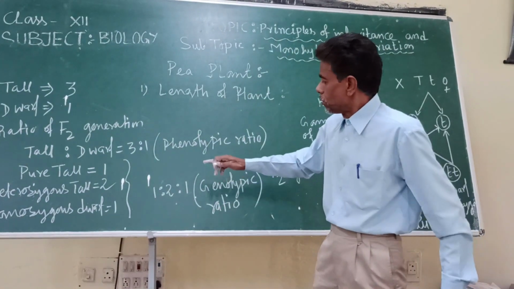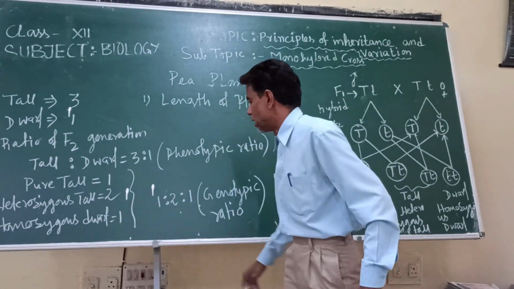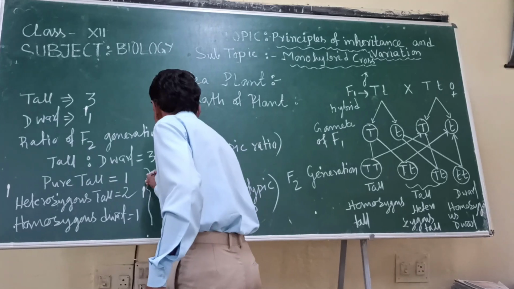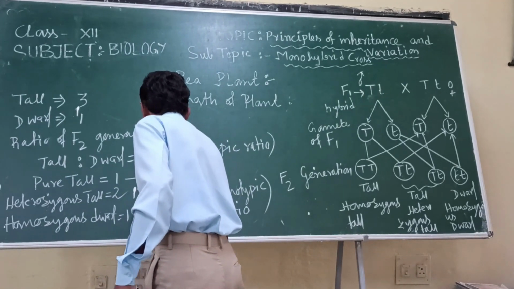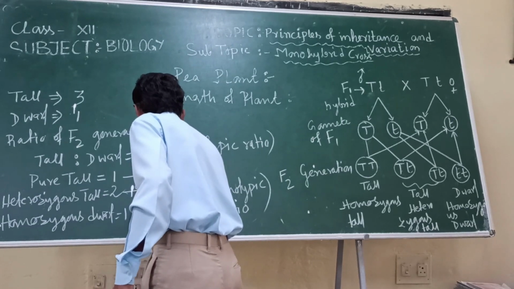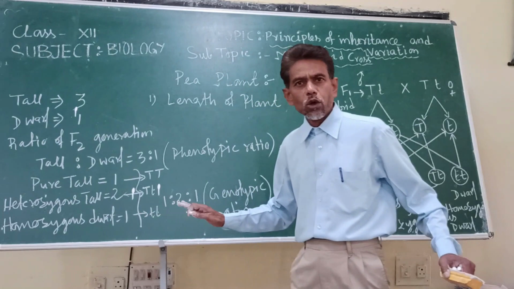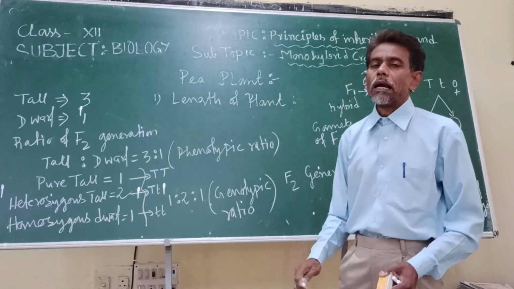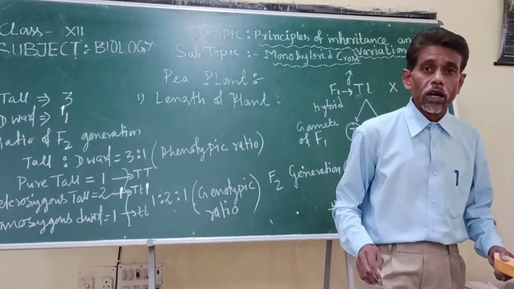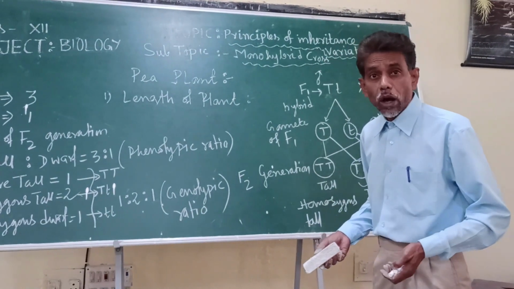Genotypic ratio means the ratio of proportion with respect to the gene combination. Here the gene combination is capital D, here it is capital D small d, here it is small d small d. Is that clear to you? So this type of breeding practice we call a monohybrid cross.